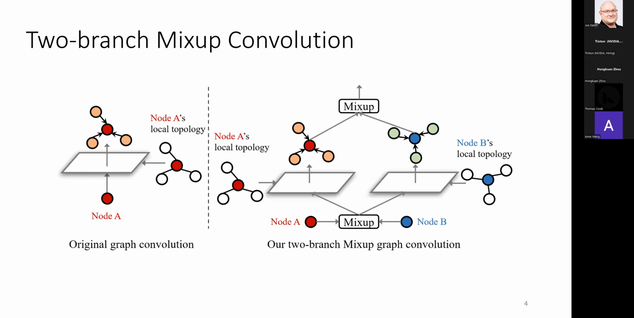We interpolate a pair of nodes or graphs, as well as their ground truth labels, to produce a novel and synthetic sample for training. To mix the graph topology, which is highly irregular, we propose the two-branch mix-up graph convolution.